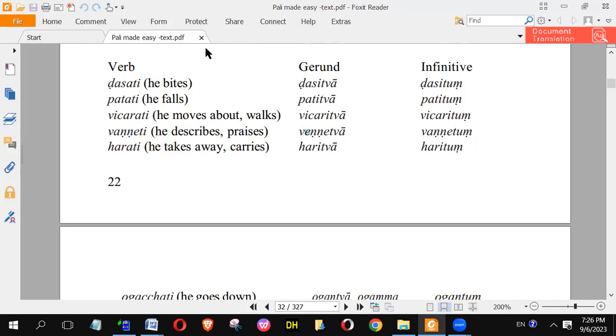So there are some typing mistakes here. If you have the book with you, please change it to this one. This is not, this is a, all right? Wanetwa, wanitum. So harati, he takes away, he carries. Halitwa, haritum. So I think this is all easy for you all. Okay, so some more.